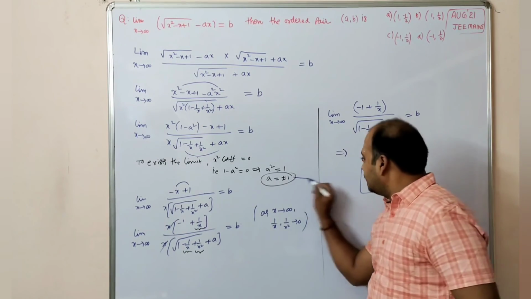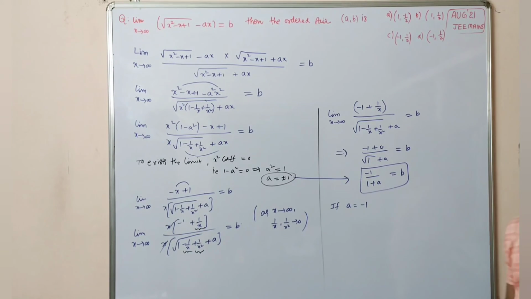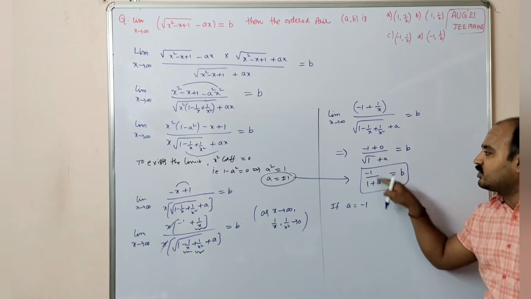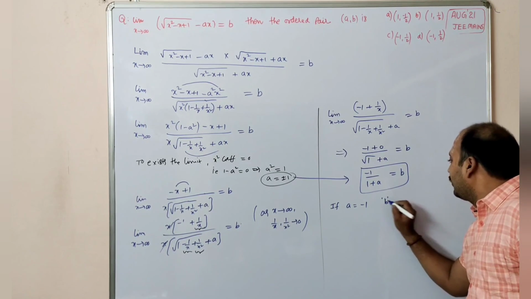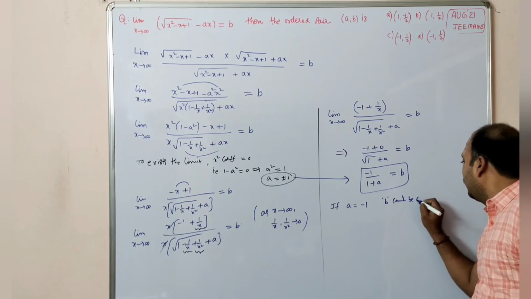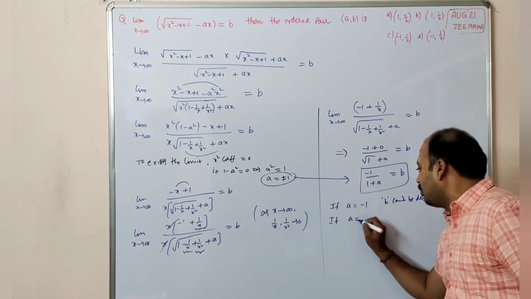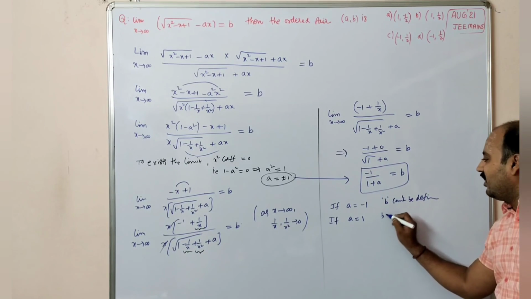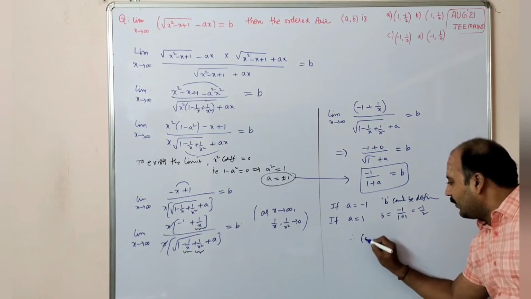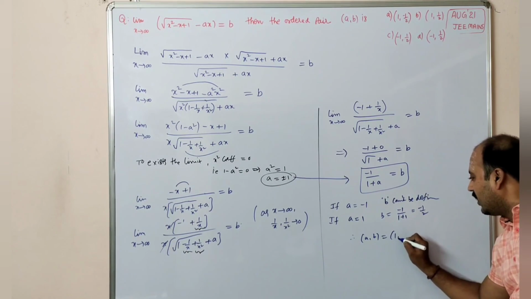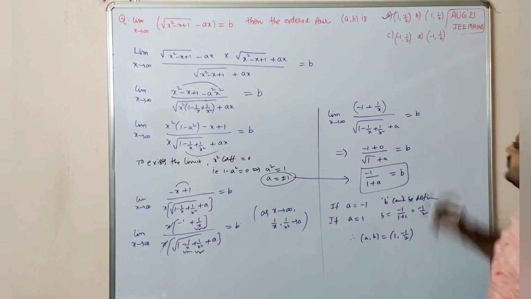Now consider these values. If a is equal to minus 1, then minus 1 by 0 is infinity. We cannot define it, it is undefined, so the b value cannot be defined. So obviously a is equal to 1 is the only possibility. So the b value becomes minus 1 by 1 plus 1, which is equal to minus 1 by 2. So therefore the ordered pair a comma b equal to 1 comma minus 1 by 2, which is there in the first option, dear students.